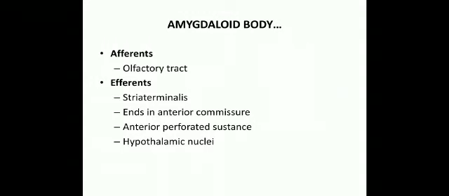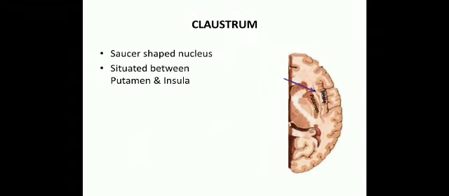The afferents are from the olfactory tract, and the efferents give rise to the stria terminalis that ends in the anterior commissure, anterior perforated substance and the hypothalamic nuclei. The function of this is emotional control. So, next is the claustrum. Here we can observe a saucer shaped nucleus that is situated between the putamen and the insula.